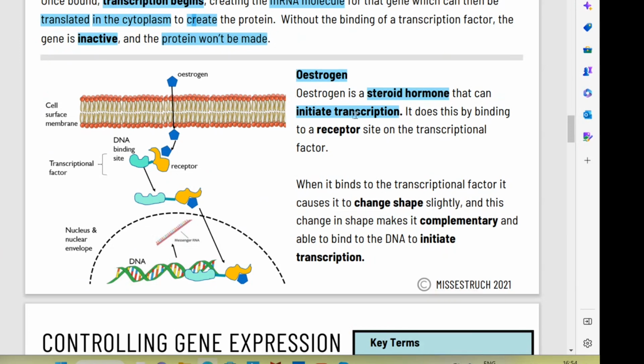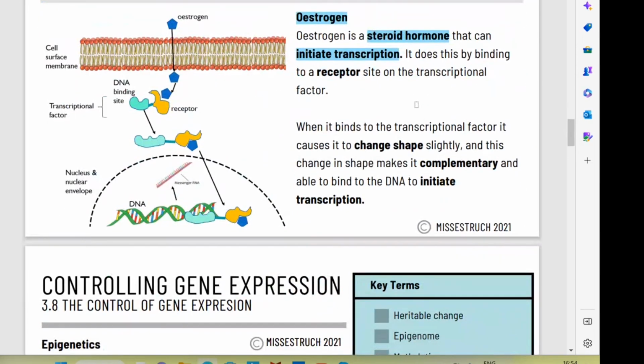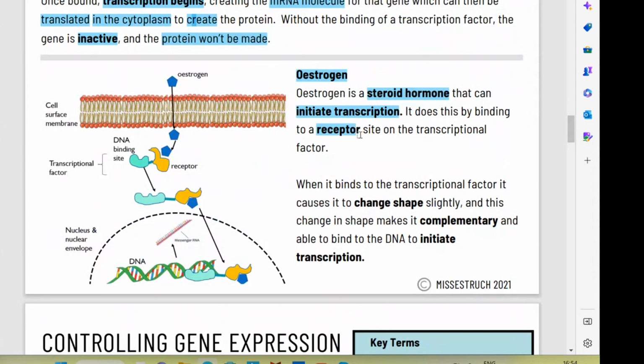So what I'm basically saying is that estrogen can initiate transcription because it's a transcription factor, and it does this by binding to a receptor site on the transcriptional factor. So we're talking about the receptor site here, like we mentioned earlier. So this is the binding site. Oops, sorry, wrong part. And this is the receptor site here. So once it enters the cell surface membrane, you can see estrogen is basically entering the cell surface membrane.